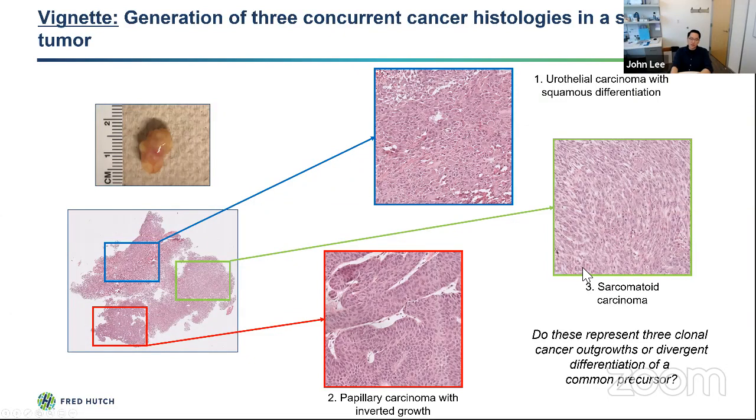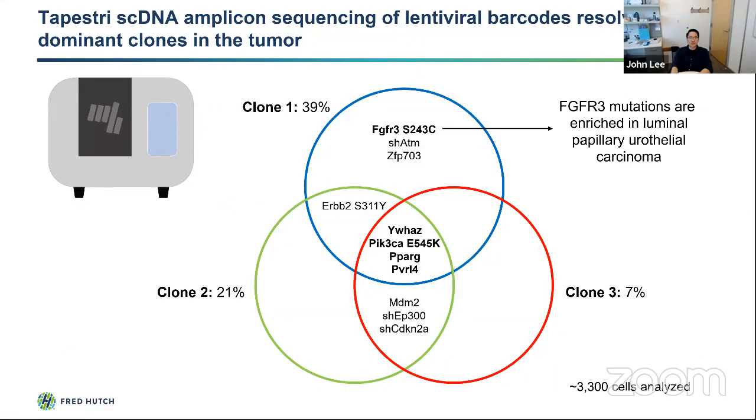The immediate question here is, do these represent 3 clonal cancer outgrowths, or are these divergent differentiation of a common precursor? So we turned to the Tapestri to try and guide us towards an answer. We took this tumor, dissociated it to single cells, and performed single cell DNA amplicon sequencing, and we were able to resolve 3 dominant clones within the tumor. Clone 1 represented about 39%, clone 2, 21%, clone 3, 7%. About 3,300 cells were analyzed in this experiment.